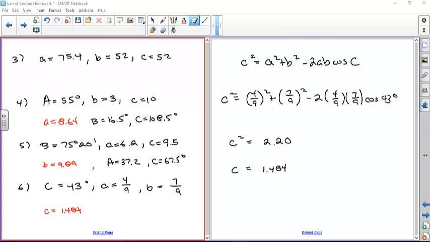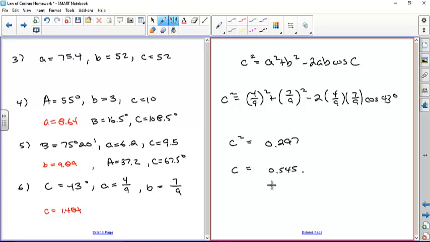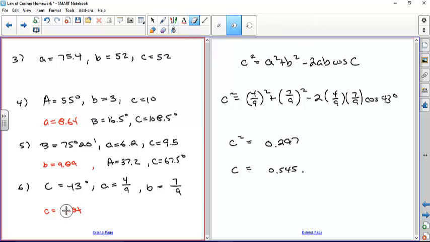Okay, I don't know what I did wrong, but that is not the right answer. So here you get 0.297, and you take the square root of that, and you get 0.545. So that's the length here, and that makes more sense. Okay, so then I can find angle A, and I could find angle B.